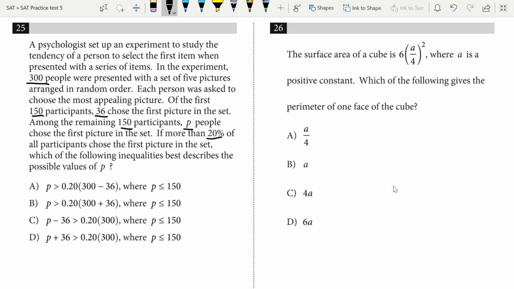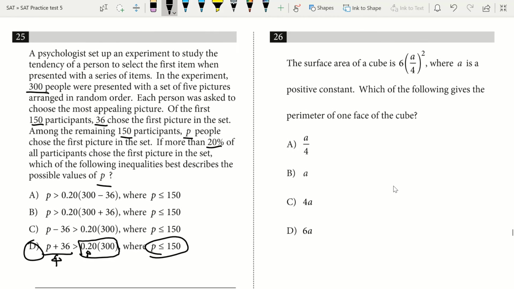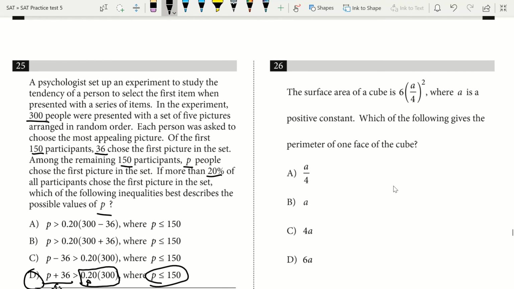If more than 20% of all participants chose the first picture in the set, which of the following inequalities best describes possible values of P? All right, well, we know that P plus 36 is going to be my total amount that picked it, and that has to be greater than our 20% of our total, which is 300. So we got 20% represented by 0.2 times 300, and we know our total amount of people who picked it is P plus 36, and it has to be greater than that. So we know our answer there is going to be D. And we also know P has to be less than or equal to 150, because that's all the participants that were participating in that second trial run there.